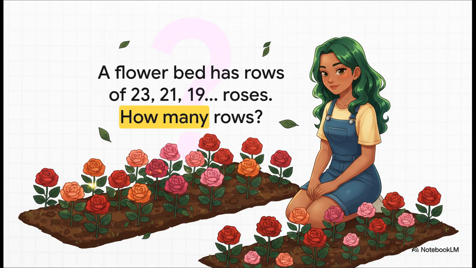So imagine this puzzle. A gardener is planting roses in rows. The first row has 23 plants. The second has 21, the third would have 19, and this pattern continues until the very last row, which has only 5 plants. The question is, how many rows of roses are there in total?